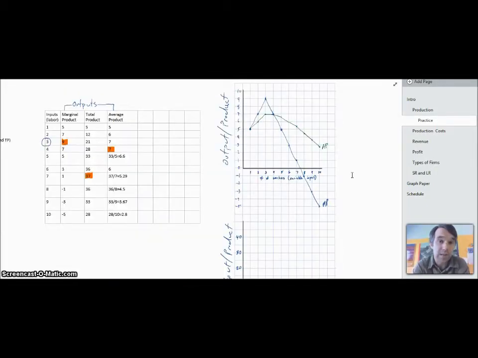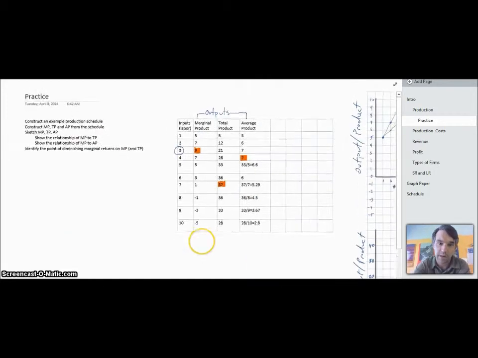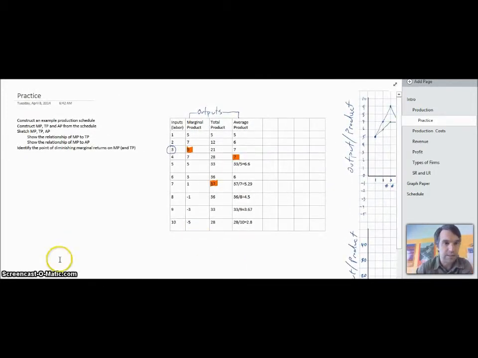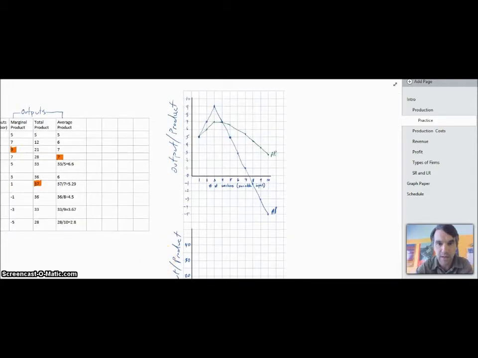So again, one of the key relationships that you're going to have to talk about in this is it says show the relationship of MP to AP, okay, right here. So again, the important part of that is that as long as MP is above AP, AP is upward sloping, right? So here, the second dot, MP is higher than AP, so we look at the AP curve, and the AP curve has a positive slope. Okay. Likewise here and here.